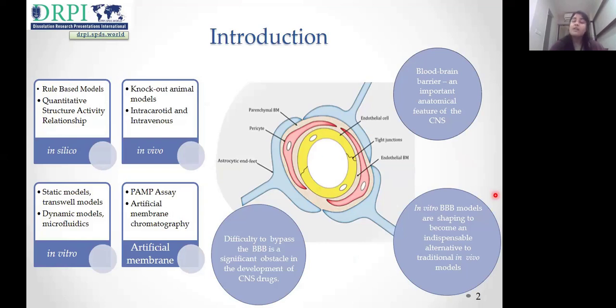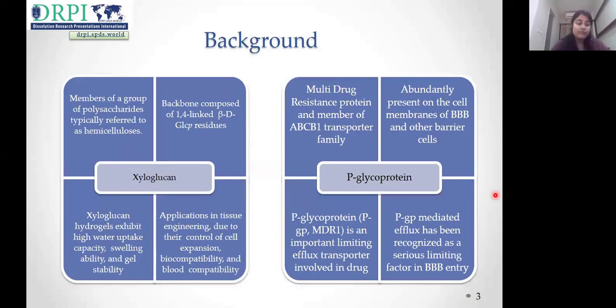And for this reason, in vitro blood-brain barrier models have become very useful as an alternative to in vivo models. Now, there are multiple models present, such as in silico, in vivo, in vitro, and artificial membrane-based models. Now, to give the background of my work, first I'll talk about xyloglucan and P-glycoprotein.